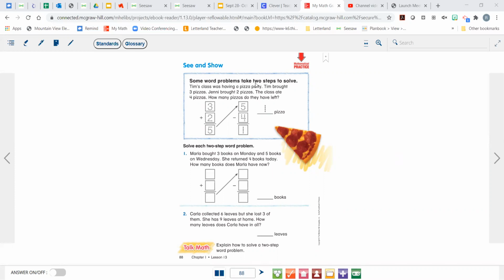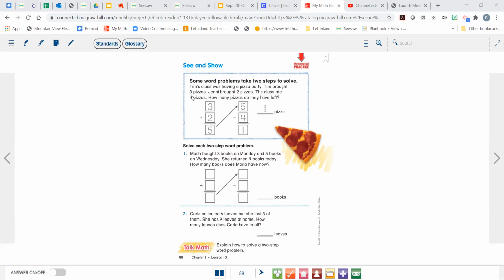Some word problems take 2 steps to solve. Let's take a look at this example. Tim's class was having a pizza party. Now, there's nothing in here really that relates to math. It just gives you an idea what's happening in the story part of it. So we don't need to do any underlining in that sentence.